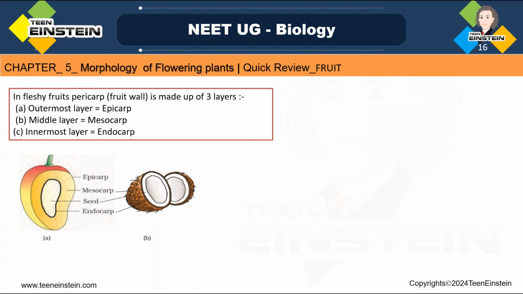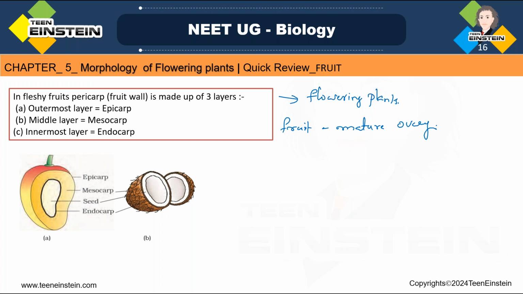Fruit is a characteristic feature of flowering plants, right? This is the main feature of flowering plants. Flowering plants will have fruit. And fruit means what? That's a mature or ripened ovary. The ovary is getting ripened or matured, and that is called the mature ovary. That is the fruit.